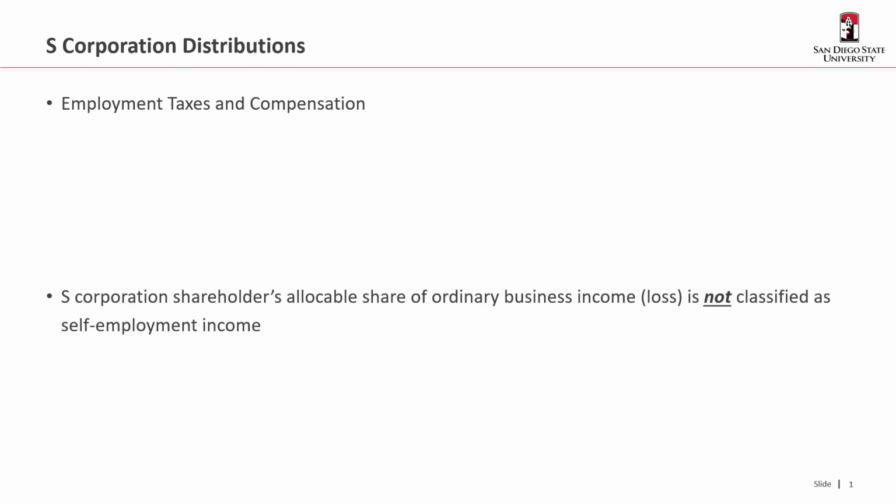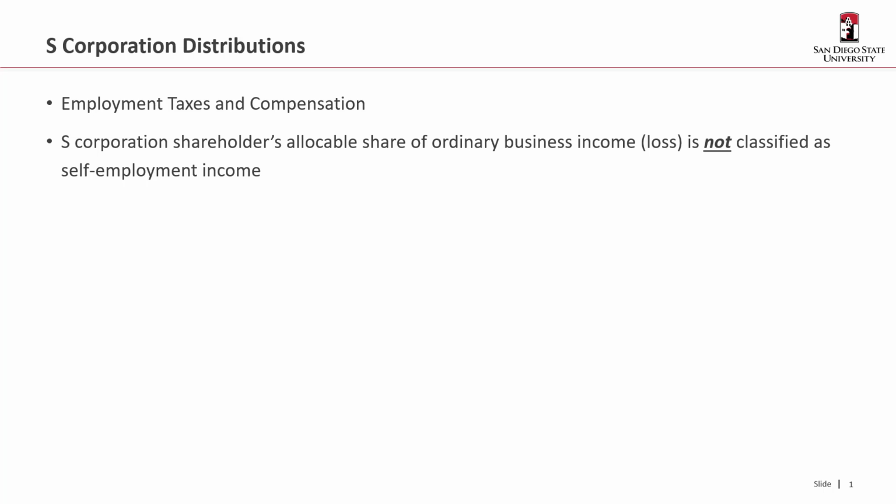So let's start with employment taxes and compensation. An S Corporation's shareholders' allocable share of ordinary business income is not classified as self-employment income. Like we've already discussed, only the wages are subject to employment taxes.